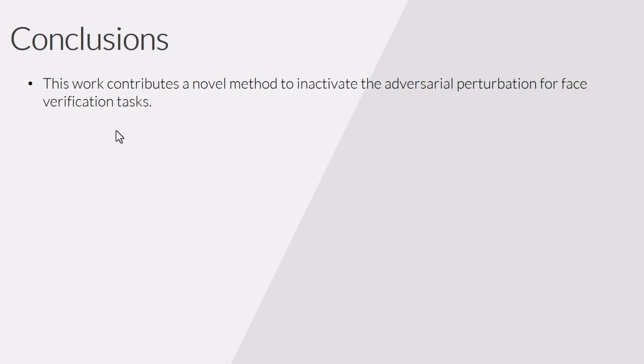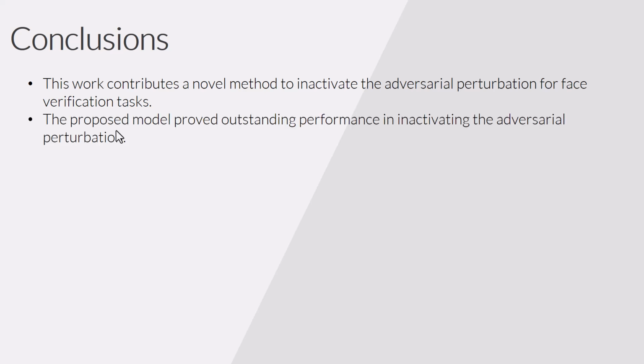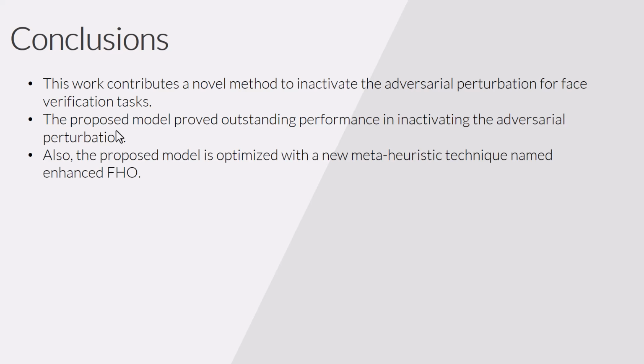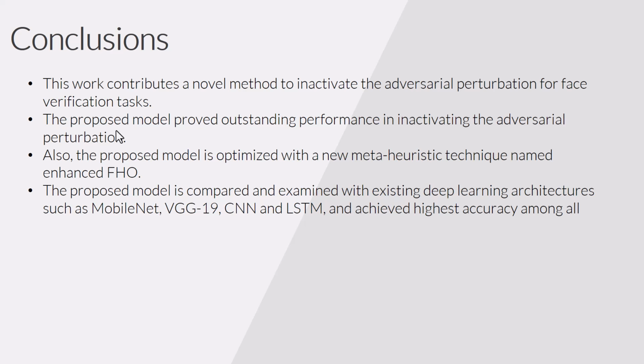So from this work, we conclude that we contribute a novel method to inactivate the adversarial perturbation for a face verification task. The proposed model showed outstanding performance in inactivating the adversarial perturbation. Also, the proposed model is optimized with a new meta-heuristic technique named enhanced FHO, which avoids model trapping in local minima. And the proposed model is compared and examined with existing deep learning architectures such as MobileNet, VGG19, CNN, LSTM, and it achieves the highest accuracy among all.